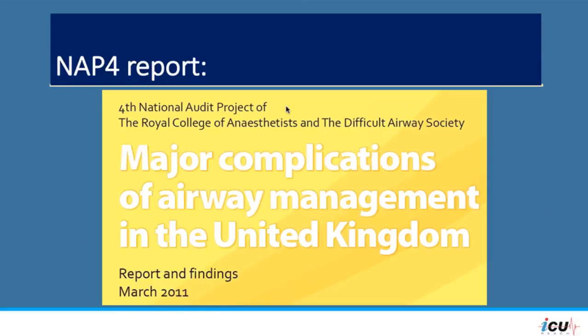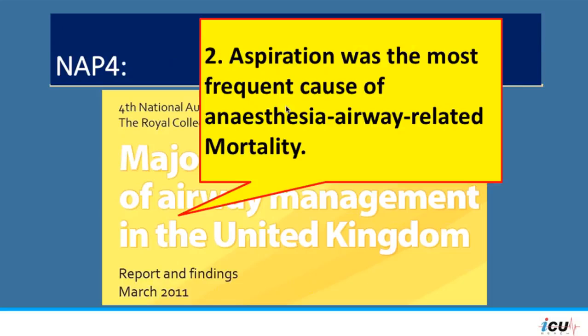The National Audit Project 4 report, which was published in March 2011, will be the starting point for me. It reported major complications of airway management in the United Kingdom. I think without doubt it has been the most significant report in the last decade, which impacted significantly on airway management in England. I'll start by sharing a few messages from this report before we go through the objectives of our talk. One of the major findings of this report was that aspiration was the most frequent cause of airway-related mortality, and it goes without saying, anything that reduces this complication would impact positively on patient outcome.